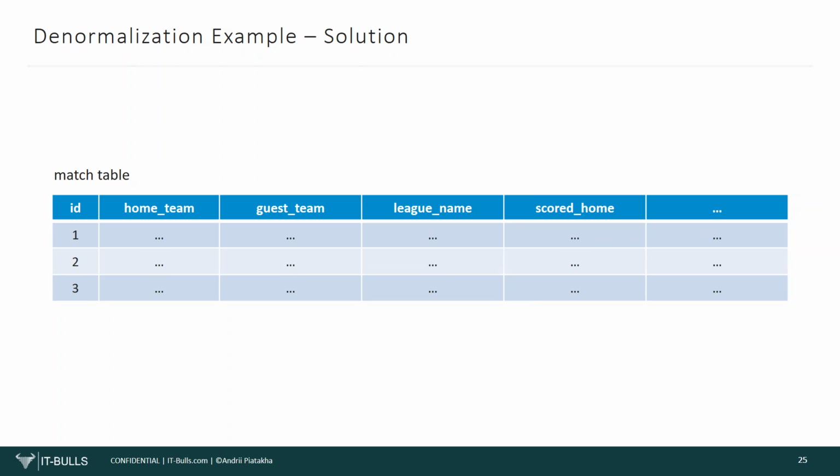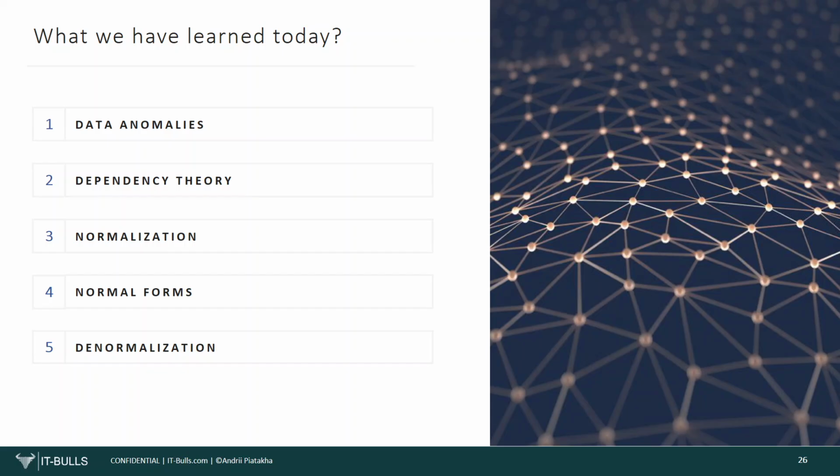That's all that I wanted to share with you in this lesson. Let's recap what we have learned today. In this lesson we learned what data anomalies are. We have learned insertion, update, and deletion anomalies. Also, we reviewed the main concepts in dependency theory. Now you know what complete and non-complete functional dependency is. After that, we learned what normalization is. On examples, we reviewed normal forms. And at the end of the lesson, I explained what denormalization is.